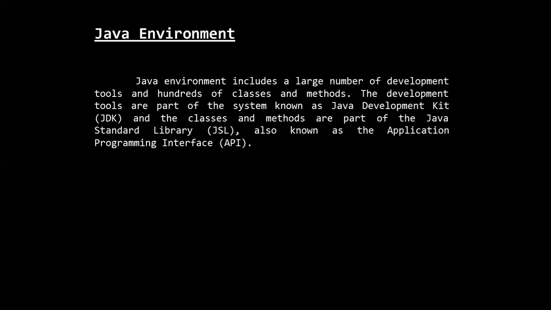Java environment. Java environment includes a large number of development tools and hundreds of classes and methods. The development tools are part of the system known as Java Development Kit, JDK, and the classes and methods are part of the Java Standard Library, JSL, also known as the Application Programming Interface, API.